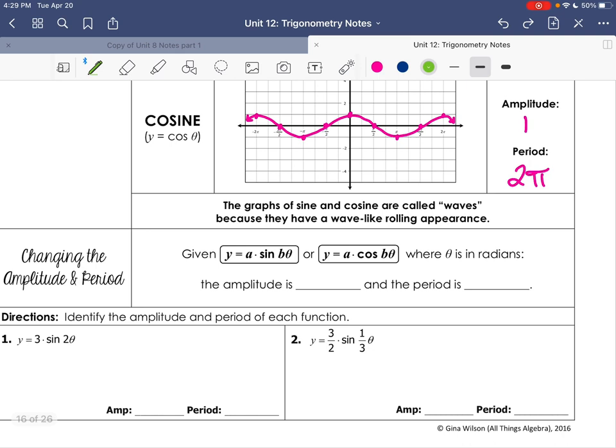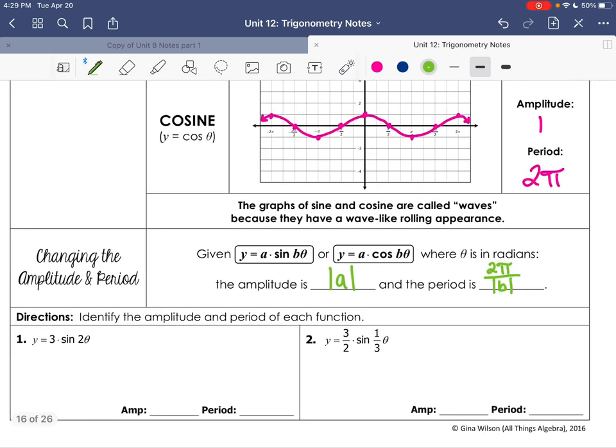Changing the amplitude and period: if you're given y equals a times sine b theta, or y equals a times cosine b theta, where theta is in radians, the amplitude is the absolute value of a, and the period is 2 pi divided by the absolute value of b. So that one's a little bit trickier to think about. The period is that length between the waves. And so it does take a little bit more to move it than the amplitude. The amplitude, you can move that up and down pretty simply.